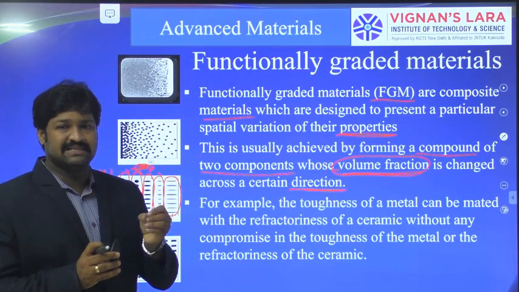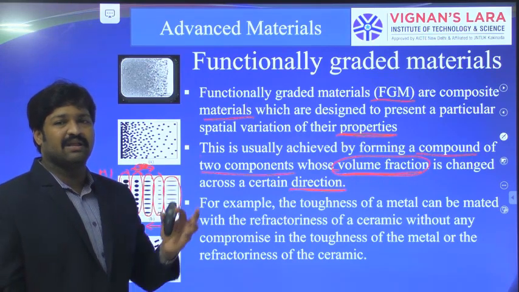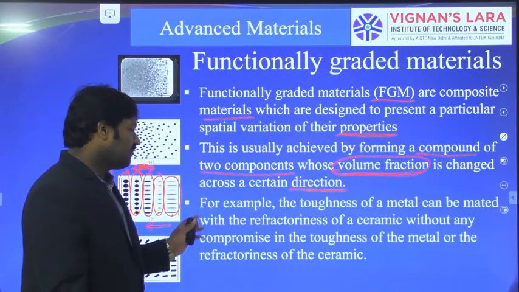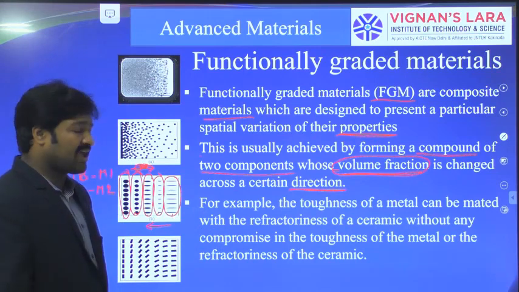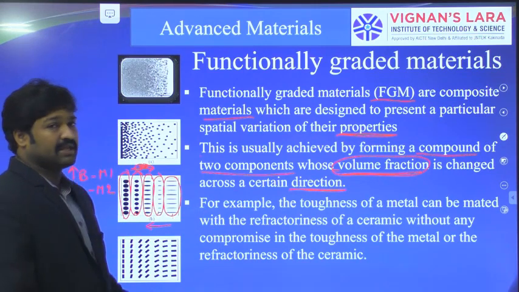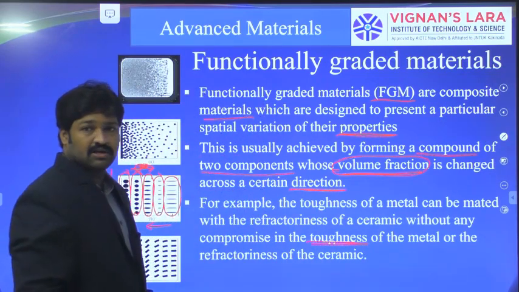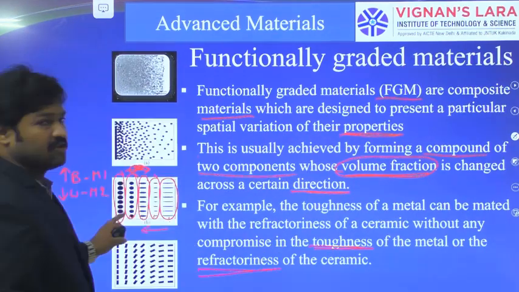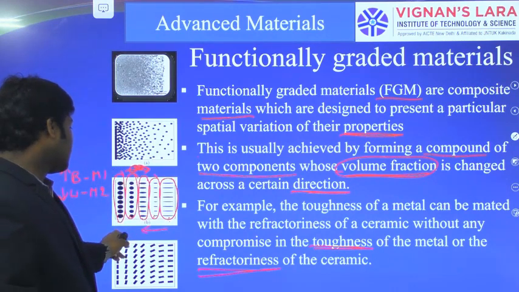For that purpose, the steel chamber is lined inside with ceramic refractory bricks. But the bonding between the steel and the ceramic is not good, so those two will delaminate depending upon the temperature. So the toughness of the metal can be combined with the refractoriness of a ceramic without any compromise: we are not compromising the toughness of the metal, as well as the refractoriness of the ceramics.